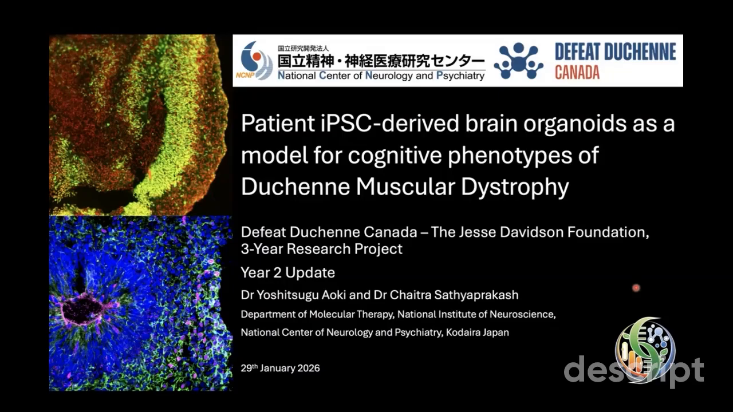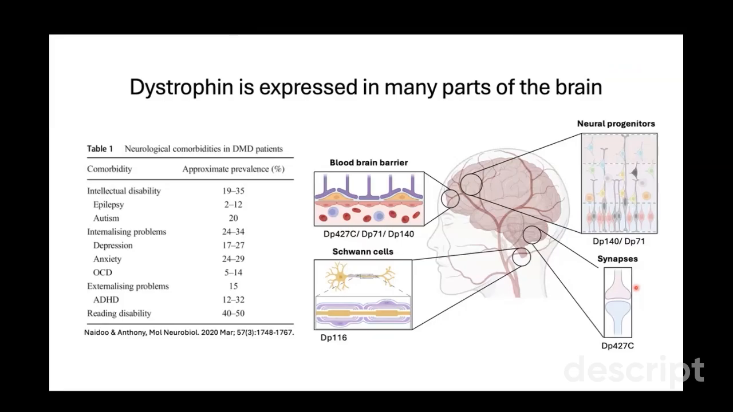So we're working on a brain organoid project to try to understand the brain-related disorders that we see sometimes in DMD. We know that there's a wide spectrum of different neurological disorders that we see in DMD, including autism spectrum disorder, epilepsy, language and learning disabilities, and intellectual disabilities.